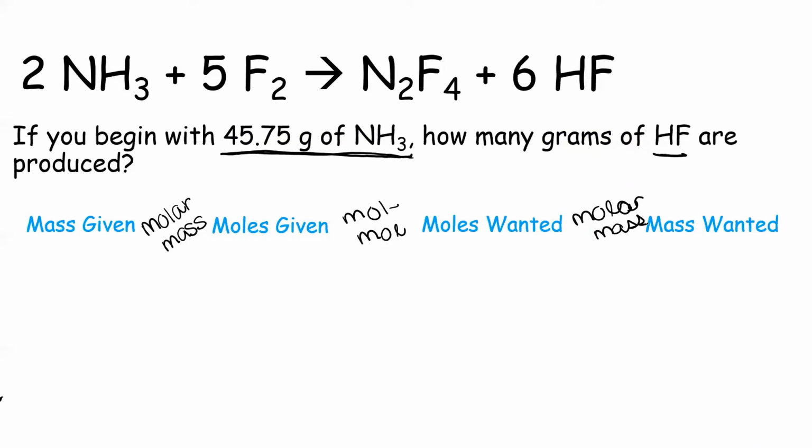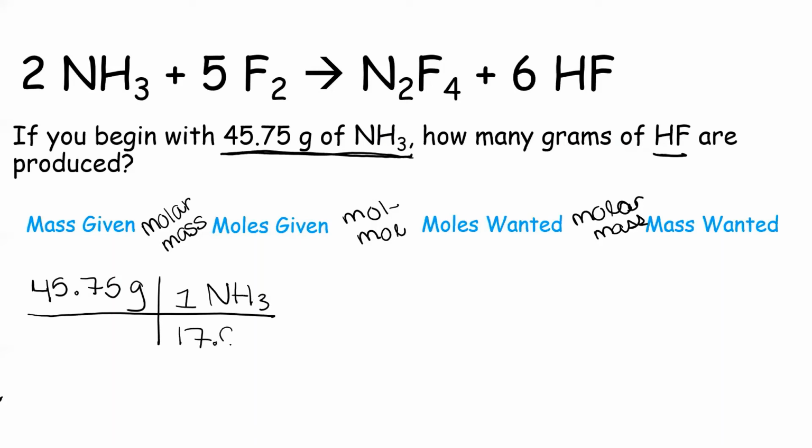This is a good practice to get into, just so that you remember what conversions to use. Once again, I'm starting off with 45.75 grams of ammonia, and I'm going to use the molar mass of that substance to convert it to moles. So I know that for every 1 mole of ammonia, that's equivalent to 17.031 grams.